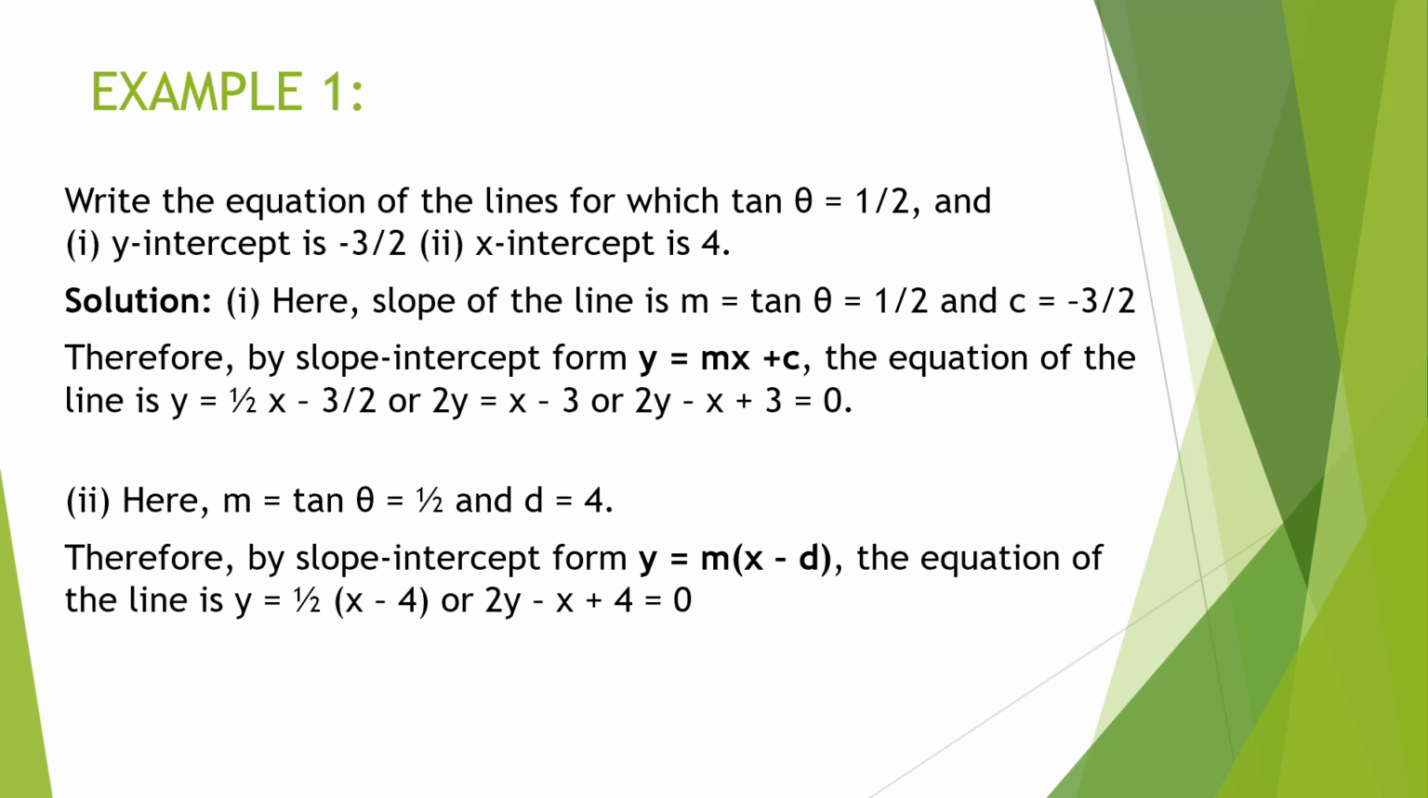In the second case, again m is equal to half, and over here the x-intercept is given, which is 4. d is equal to 4. So what is the slope-intercept form when x-intercept is given? It is y is equal to m into x minus d. So putting the values, you get 2y minus x plus 4 equal to 0.